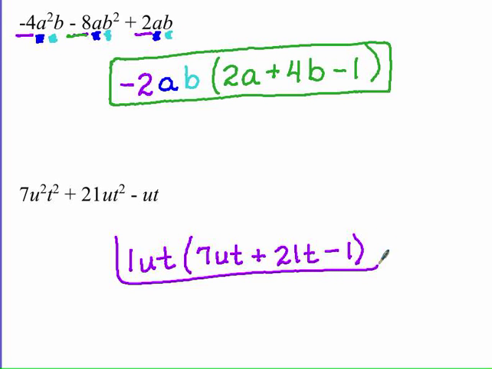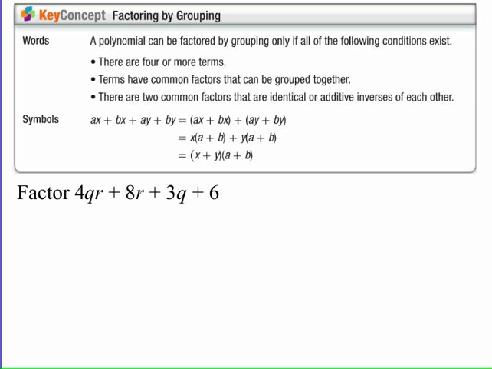How did you get the first one? Because you look at the numbers 7, 21, and negative 1. So the biggest number that goes into all those is 1. All right, questions on that? All right, so now we're going to talk about factoring by grouping.